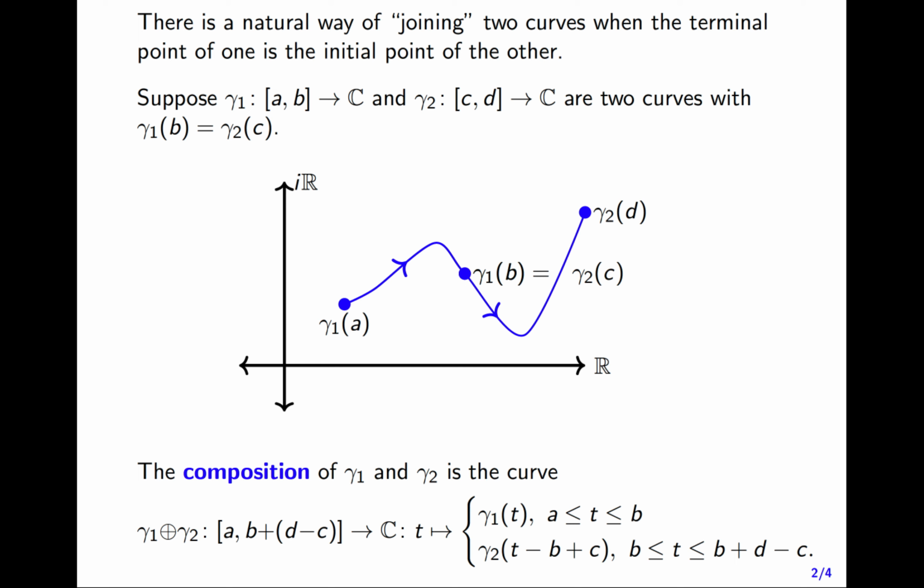We need a somewhat dreadful piecewise formula. So the composition of gamma 1 and gamma 2 is the curve gamma 1 ⊕ gamma 2. I'm using here the symbol \oplus in LaTeX. It's defined on the interval a to b plus d minus c, and it's a piecewise function. It's gamma 1 of t for t between a and b, and gamma 2 of t minus b plus c for t between b and b plus d minus c. And this curve will have the image gamma 1 up until t equals b, and then gamma 2 onwards to the end of the curve gamma 2.